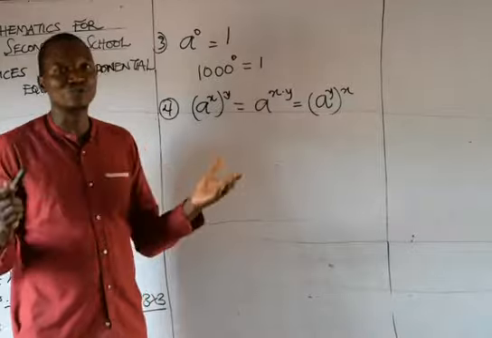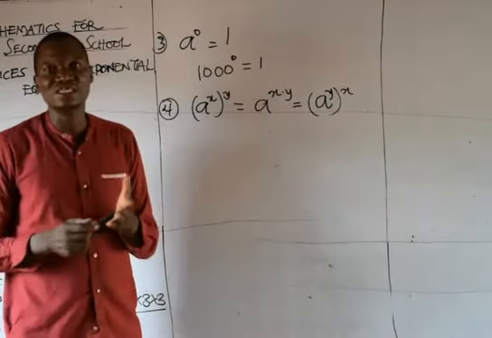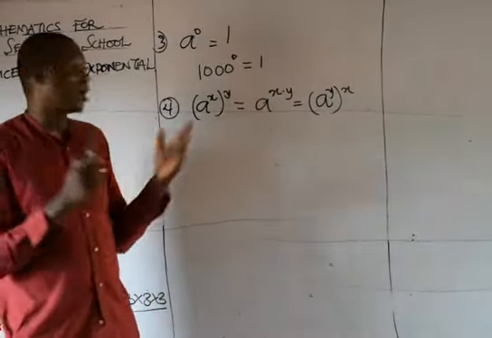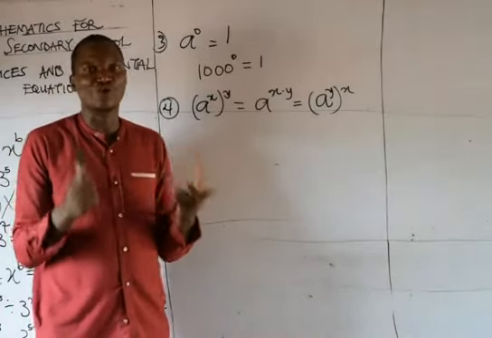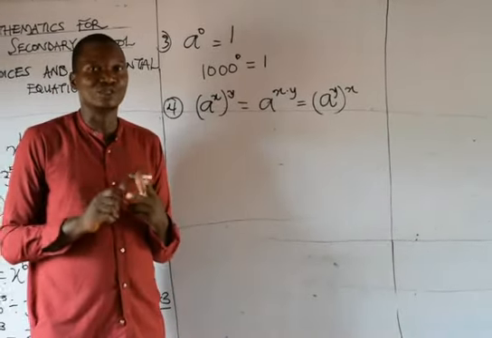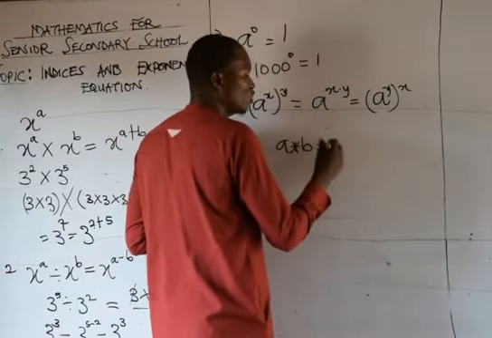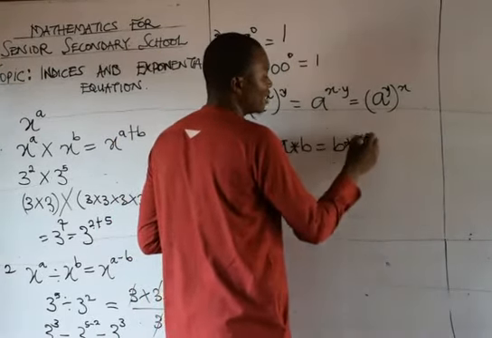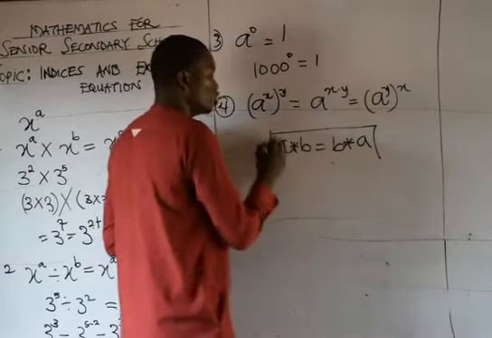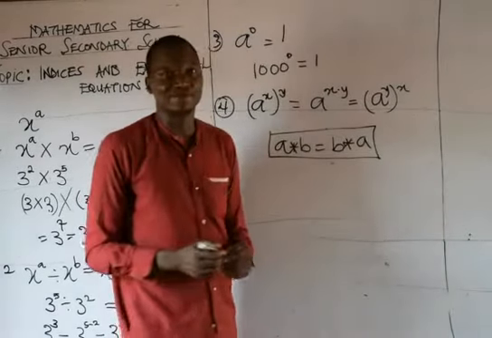What do I mean by commutativity? Commutativity implies that if we have a set and an operation operating on the set, if a asterisk b is equal to b asterisk a, we say the operation is commutative.